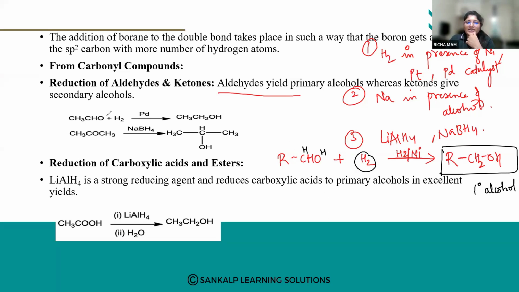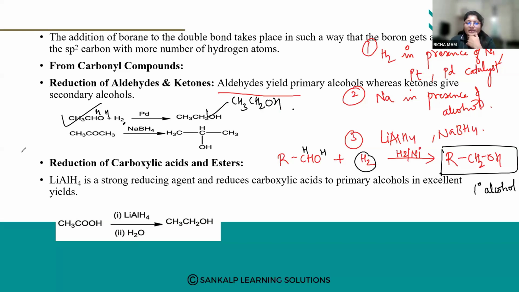Similarly, if I give R as CH3CHO, what is that? Acetaldehyde. When I react this acetaldehyde with hydrogen in the presence of palladium, what will happen? CH3, here one hydrogen, here one hydrogen. So I get CH3CH2OH. Yes students, is it clear? So a primary alcohol is formed.